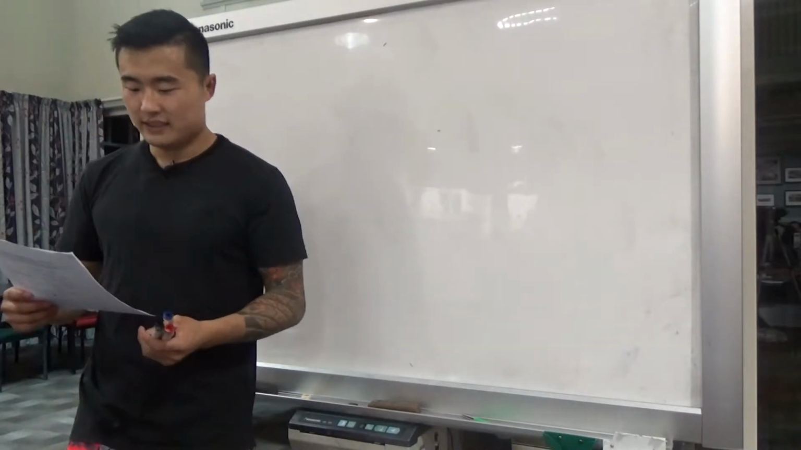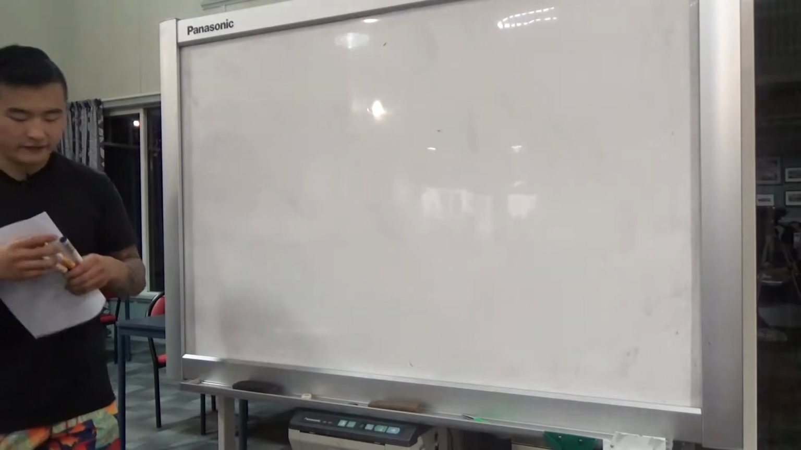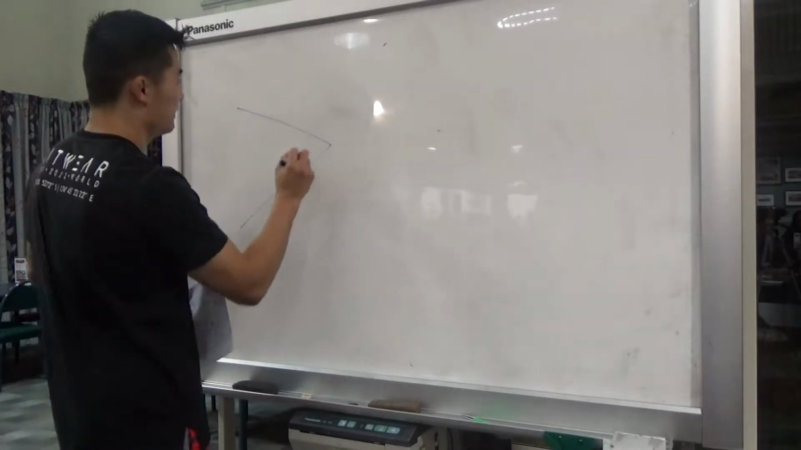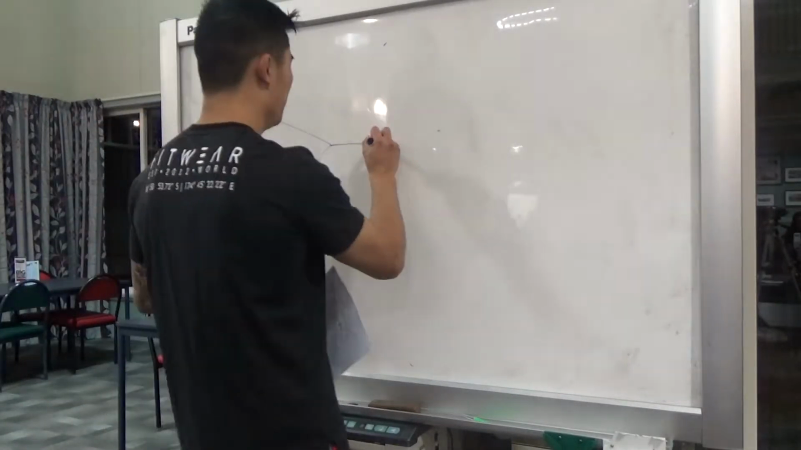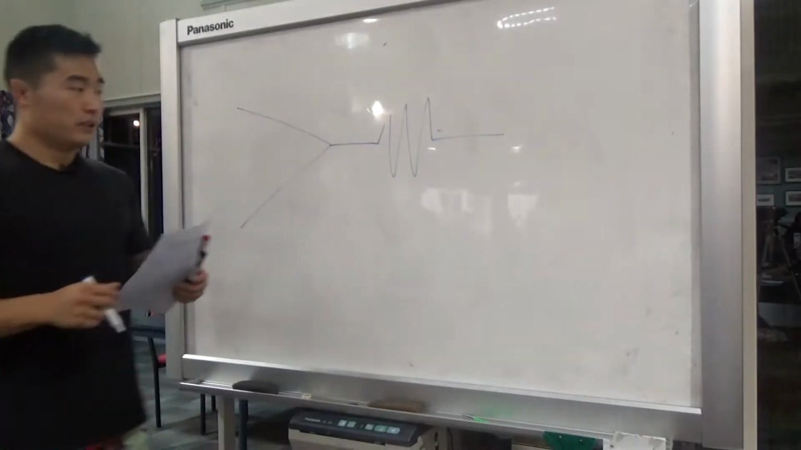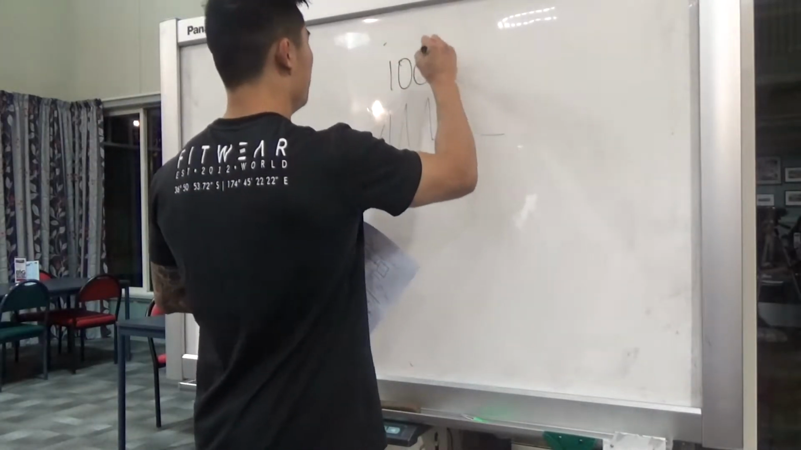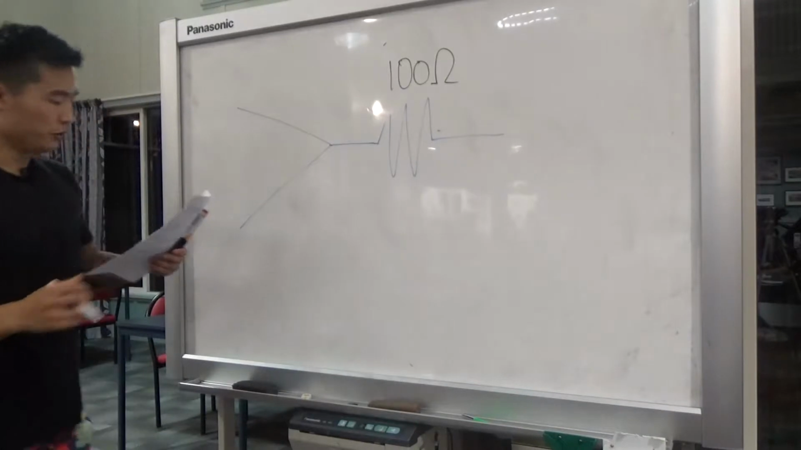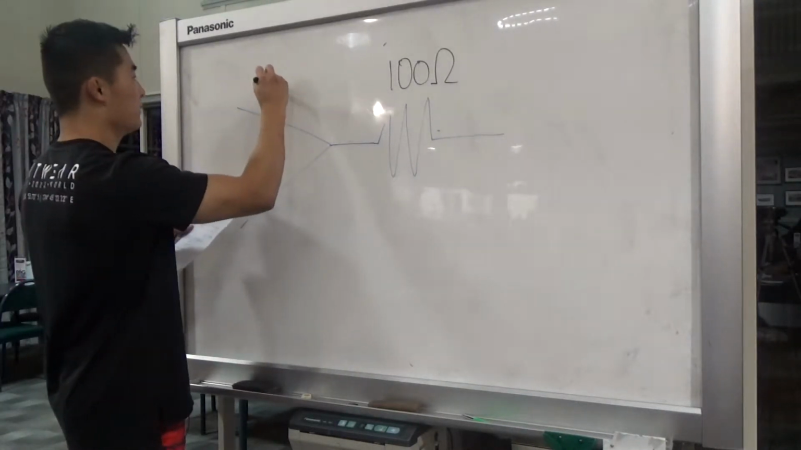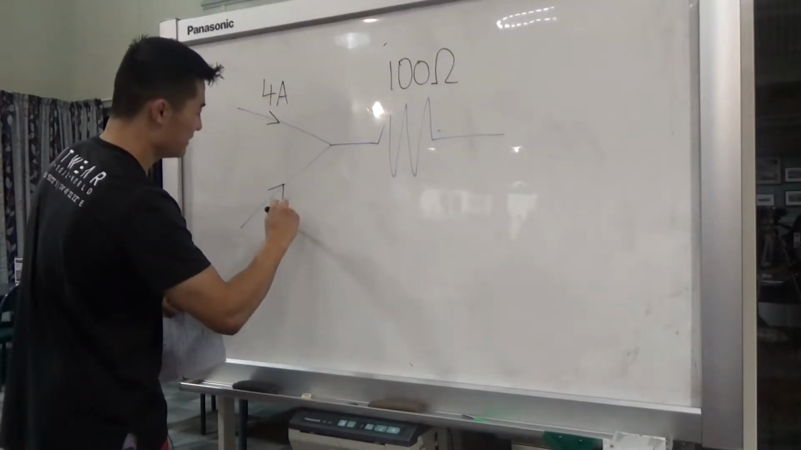Sorry about that. So we have an electrical circuit here. We have a wire coming in, and it's going through. We've got 2 currents coming in. So this one is 4 amps and the other one is 3 amps.